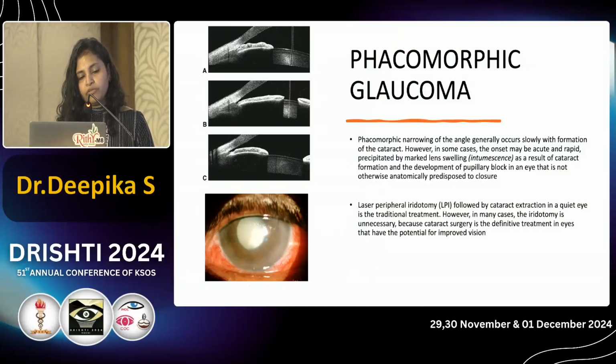Coming to phacomorphic glaucoma, normally there is a phacomorphic narrowing of the angle, which generally occurs slowly with the formation of cataract. However, in some acute cases, at the incipient stage of the cataract where the lens is swollen, the iris comes in touch with the lens capsule more easily and causes a sudden pupillary block, and in an eye which is not anatomically predisposed, this can happen, and sudden iris bombe and angle closure can occur.